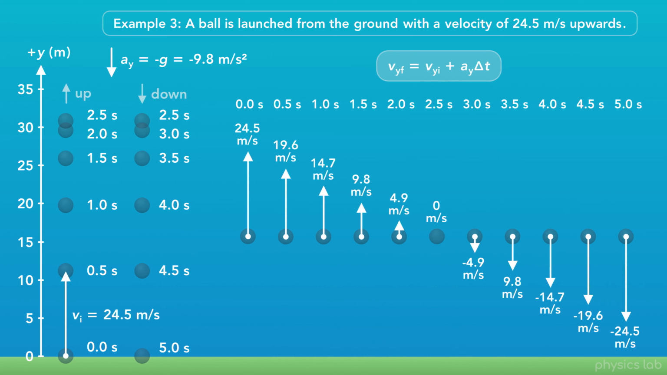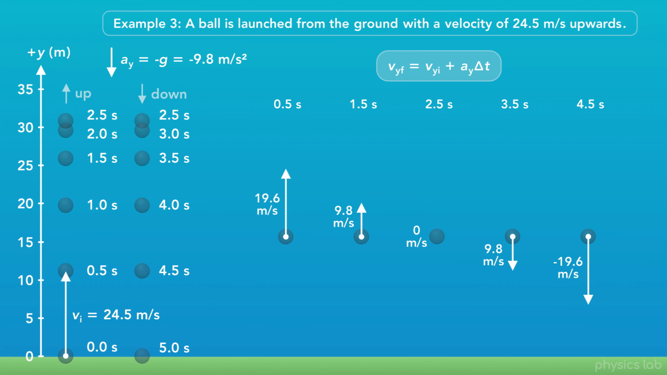If we line up the velocity vectors at each time point, we can see how they're changing. This sort of looks like the velocity versus time graph. It starts out pointing upwards. It decreases as the ball slows down. It's 0 at the maximum height. Then it reverses direction and increases as the ball falls.